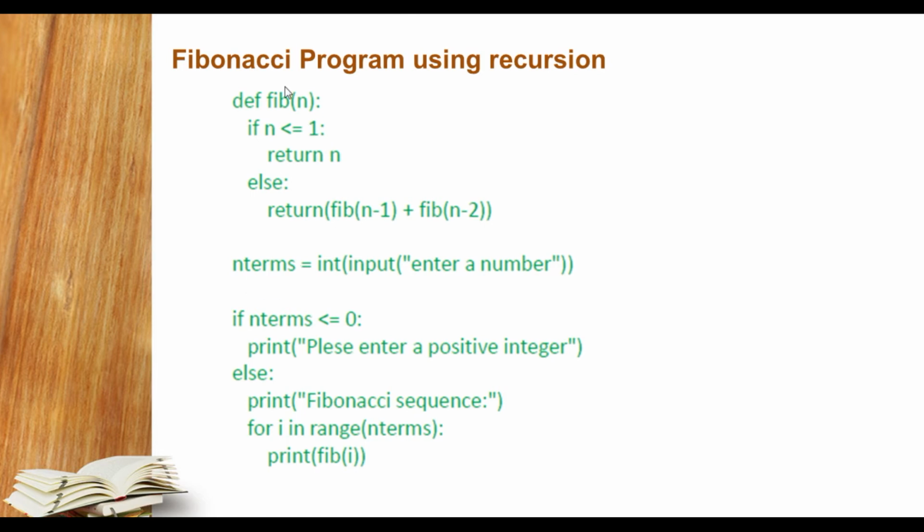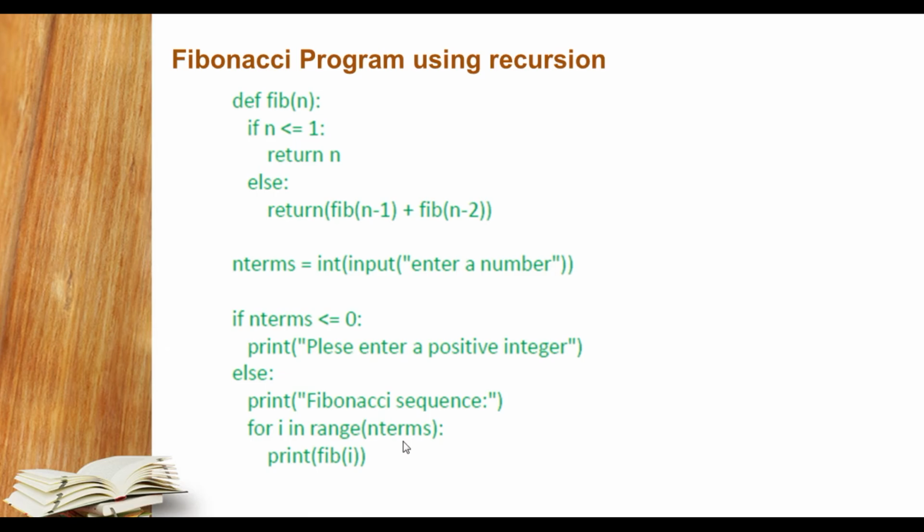After completing this particular function, we come out of the function, and we ask the user to enter the number of terms in the form of an integer. So here we typecast by int the input, enter a number, and then the user will enter the value. Here we say: if number is less than or equal to 0, then print please enter a positive number. Otherwise, in the else part, it will print Fibonacci sequence, and we will run a loop, or traverse: for i in range of the number of terms that is taken from the user, then the indent will start and print Fibonacci of i.